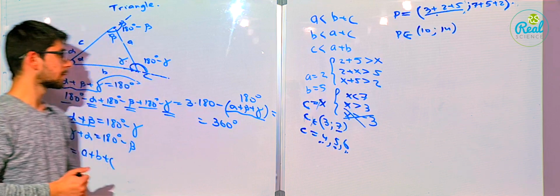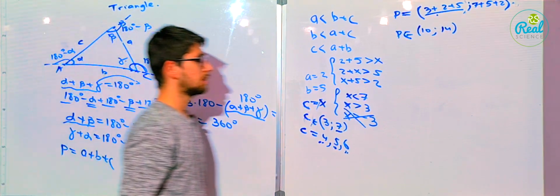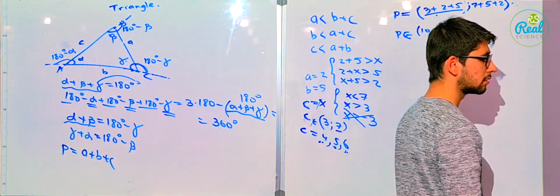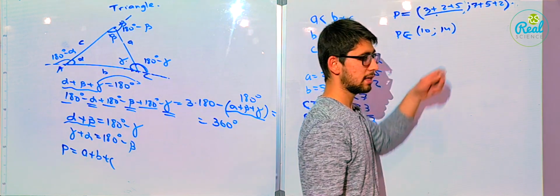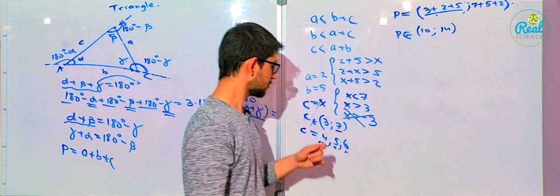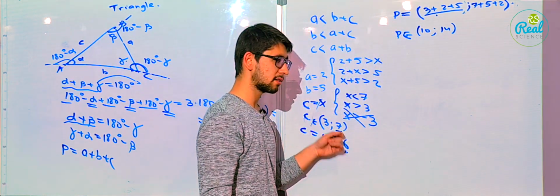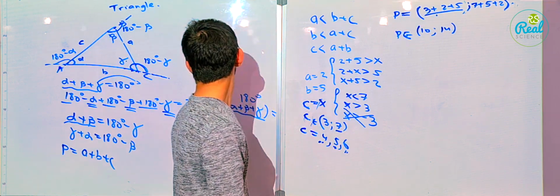Okay? Good. Without 10 and without 14. Yes, 10 and 14 are excluded because your C can't be 3 and 7. Okay? So copy.